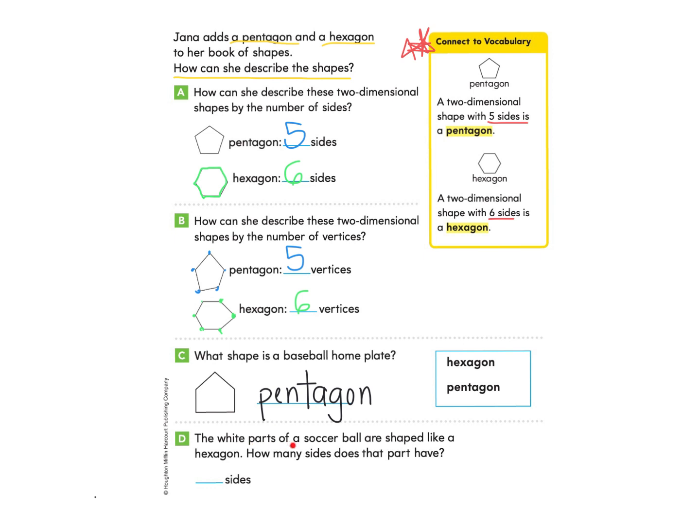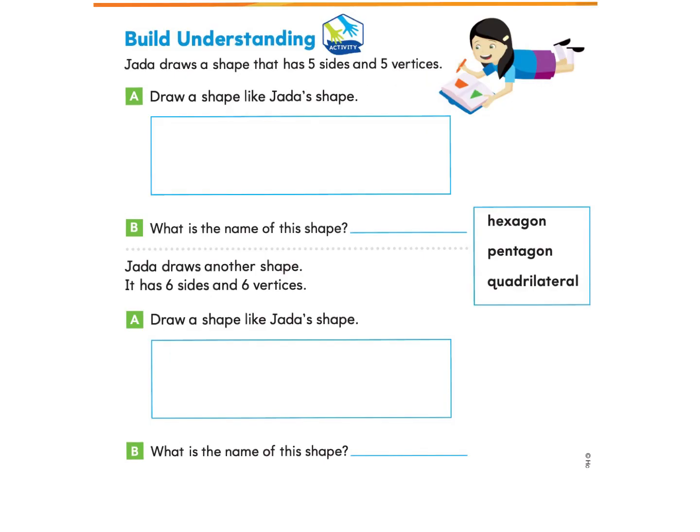All right, let's take a look at part D now. The white parts of a soccer ball are shaped like a hexagon. How many sides does that part have? Okay, so when we look at a hexagon right here, how many sides does the hexagon have? Remember, we've looked at this here in part A and in our definition. So we can confidently write in that a hexagon has 6 sides. Great work. Now we're ready to look at page 526 under Build Understanding.